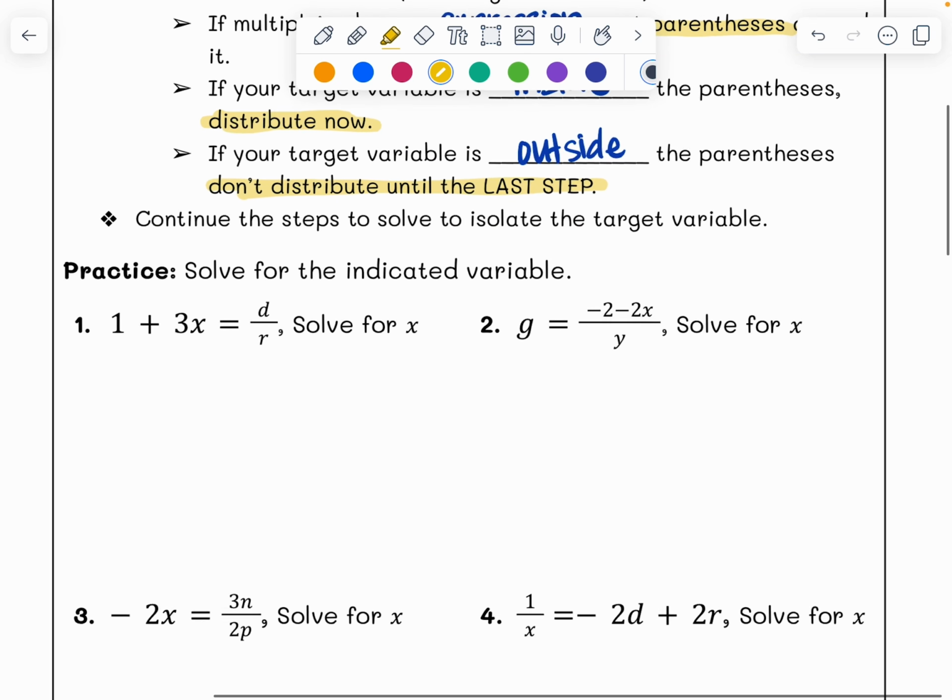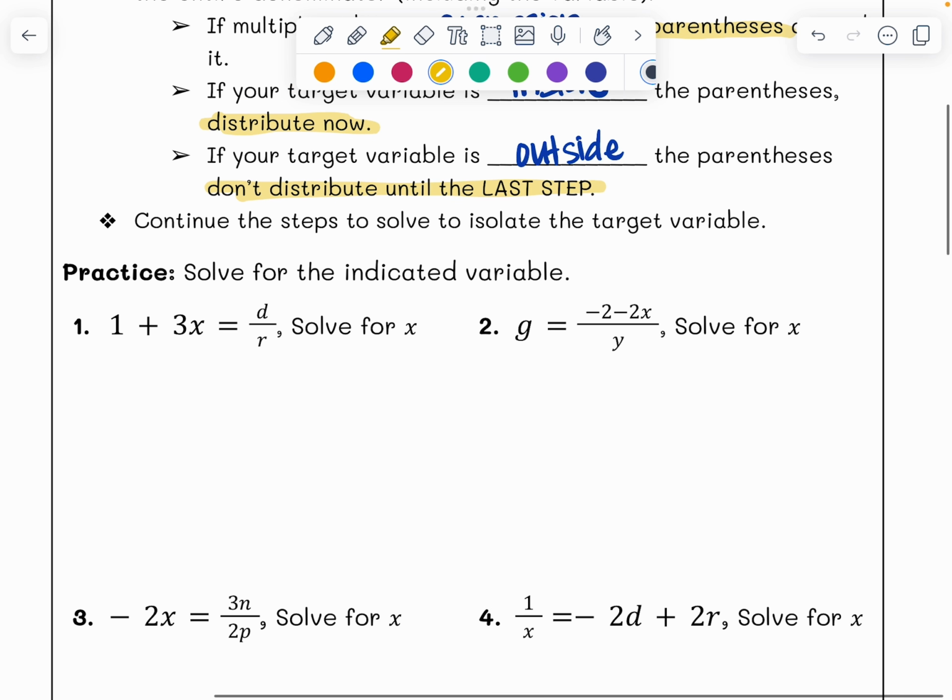So let's look at number 1. My target variable is going to be x, so let me highlight x. My goal is to get everything away from x. However, I have a variable in the denominator on the other side, so I need to get rid of that first. I kind of want to get rid of all these fractions before I do anything else. R is in the denominator, so that means D is being divided by R. The inverse operation would be multiply by R, so that cancels out R on the right.